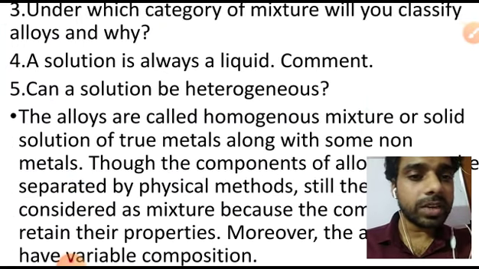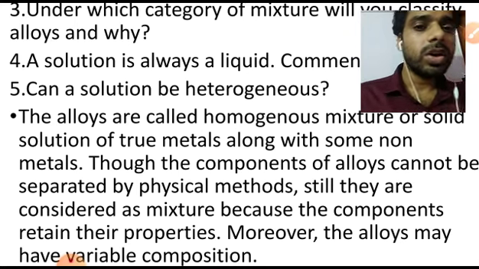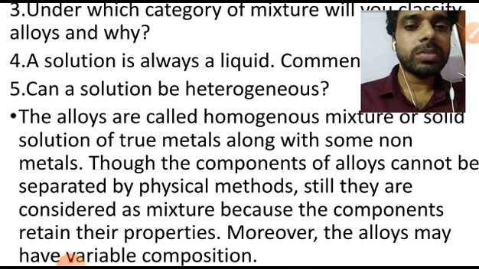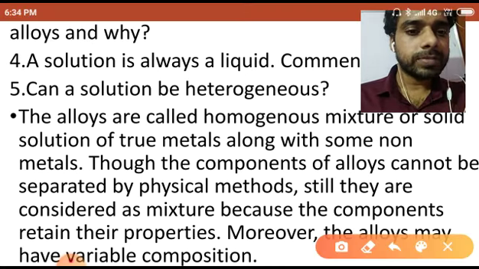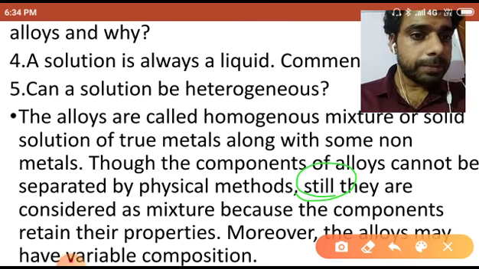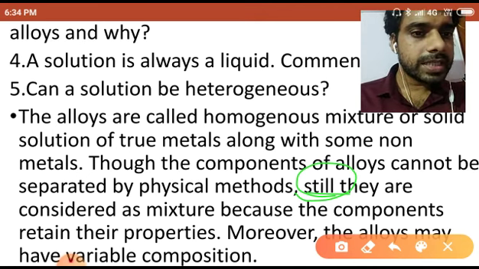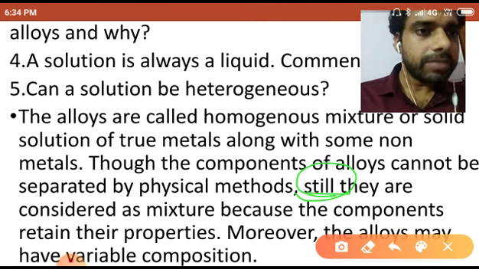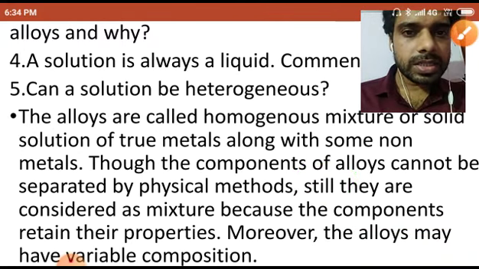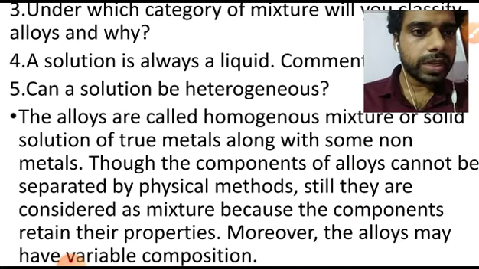Please, students, read all the answers. Here I have given the answers. Alloys are called a homogeneous mixture or solid solution of two metals along with some non-metals. And here you can see I have given the steel example. There are different types of steel, and they have variable compositions. The first answer, question number 3's answer, is this one. So you can note down that one.